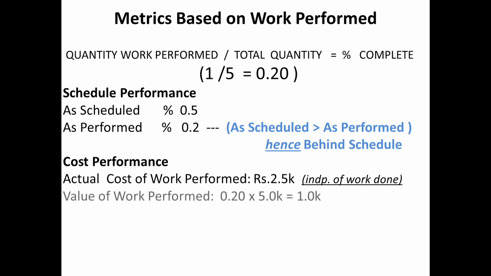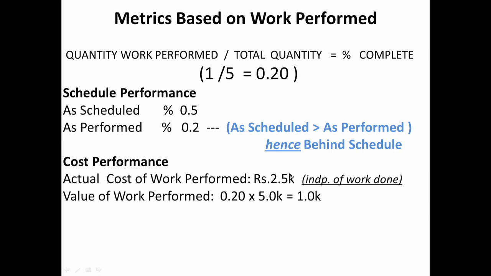But now what is the value of the work performed? So we only did 1 out of 5, which was 20%. We have actually done only 20% of the work, and the value of the work performed is the 20% times the total value of the project, which is 1k. So this is a very important metric. We have brought in the value of the work performed in order to be able to monitor our project.